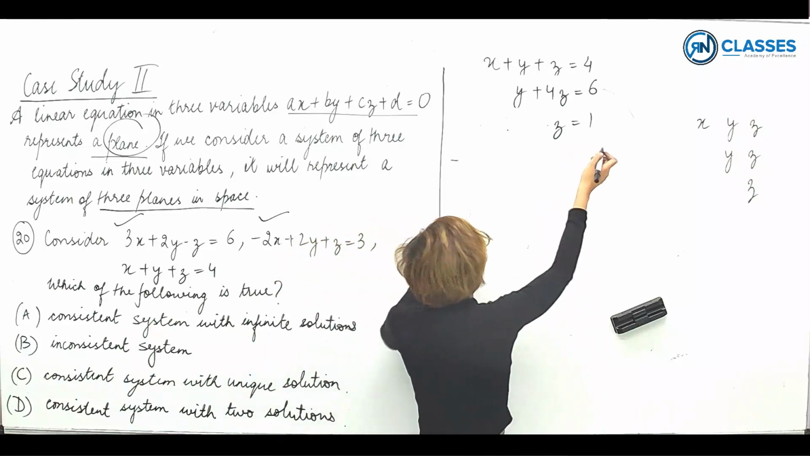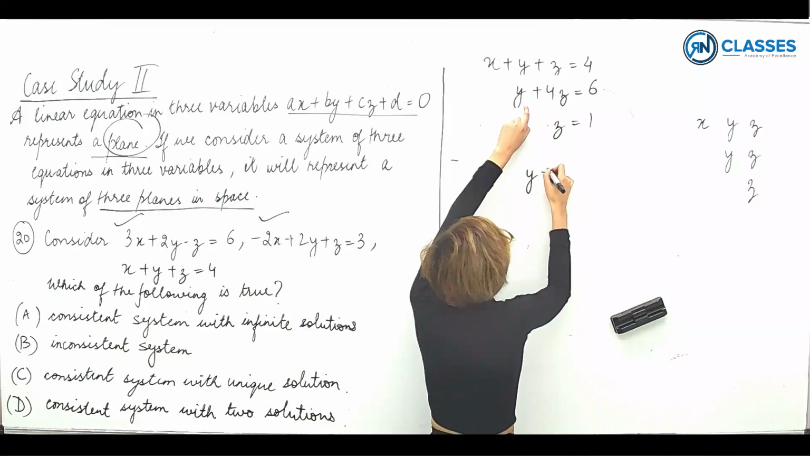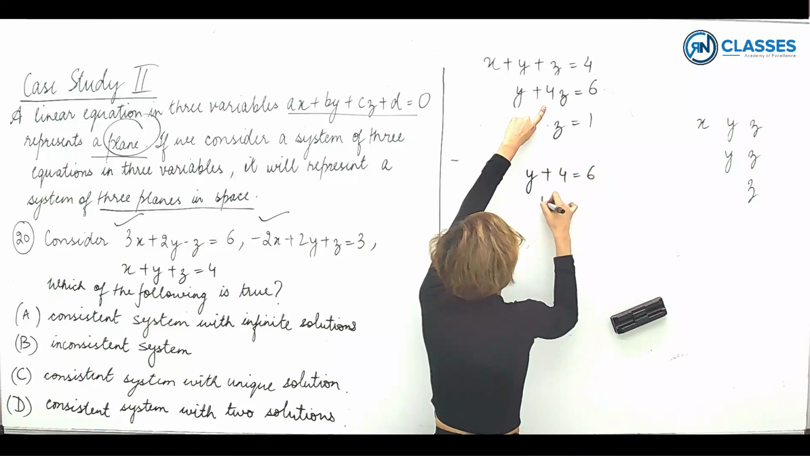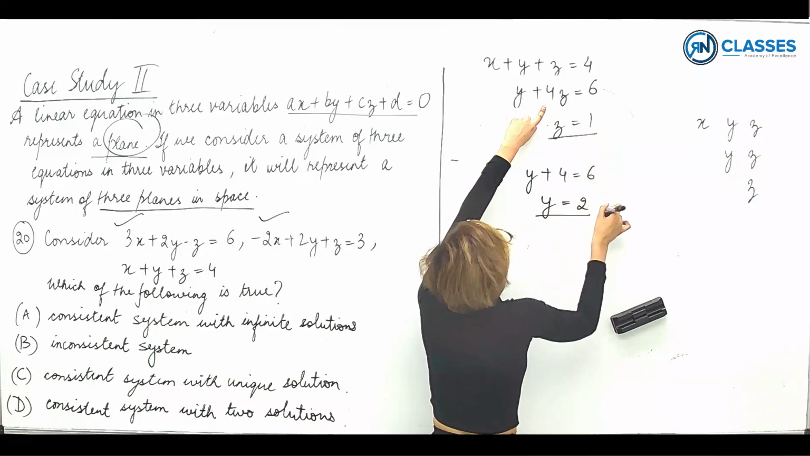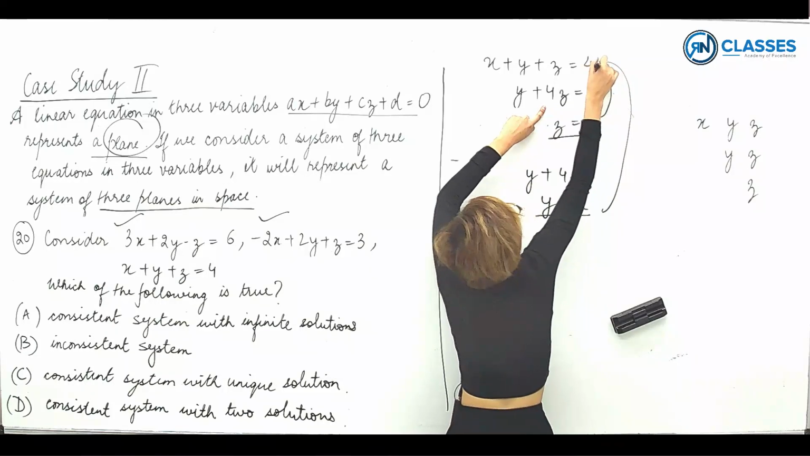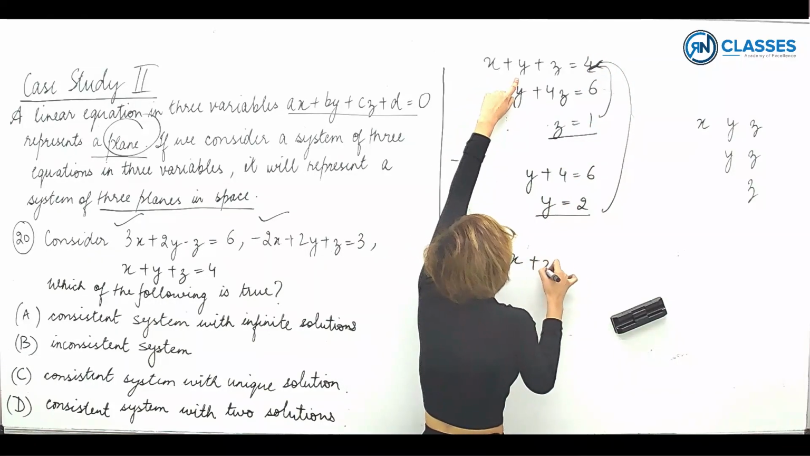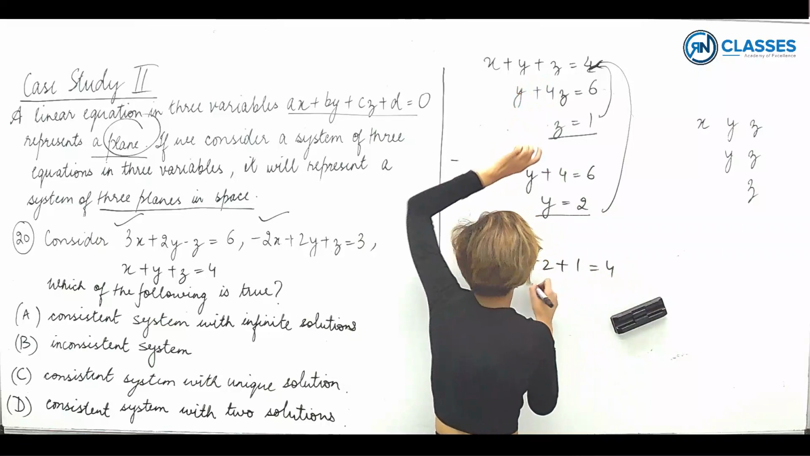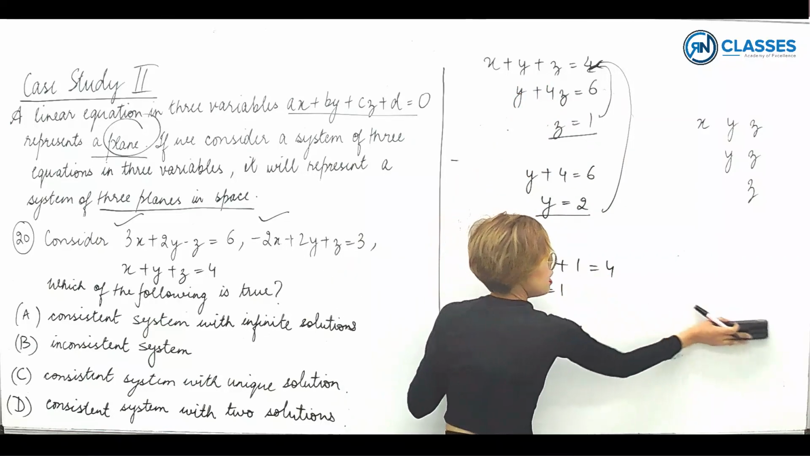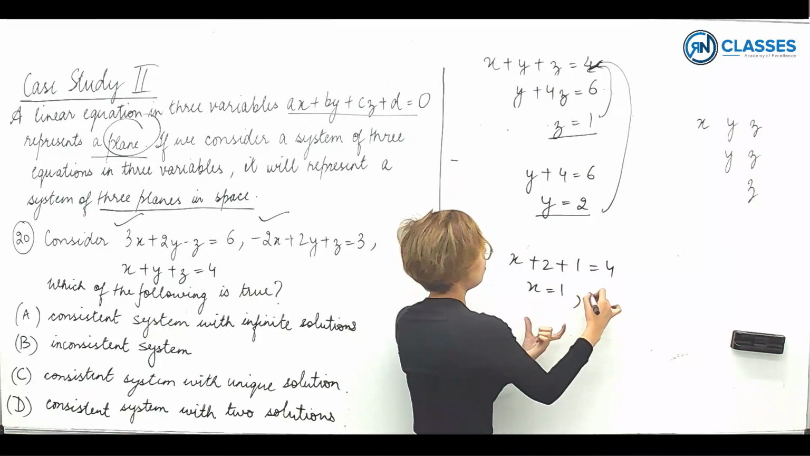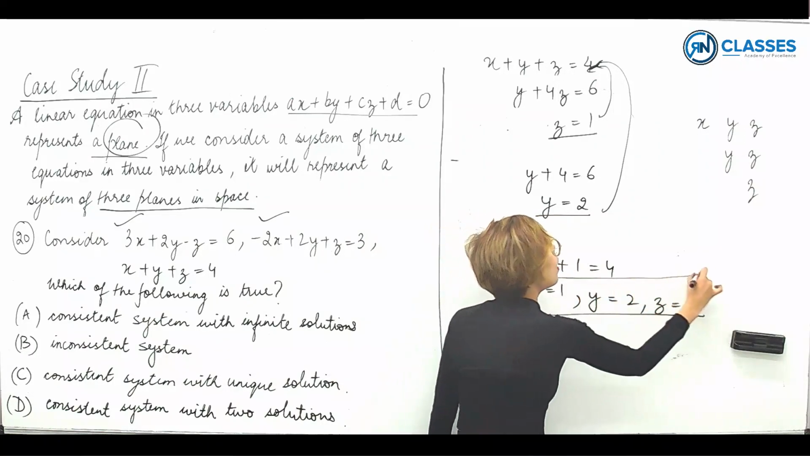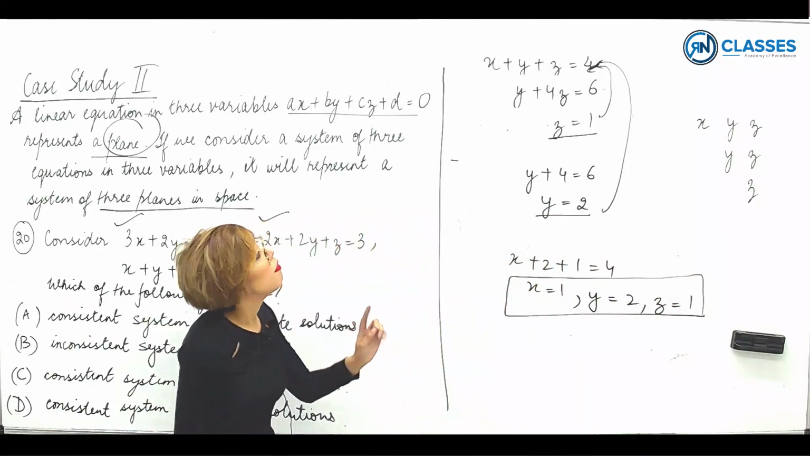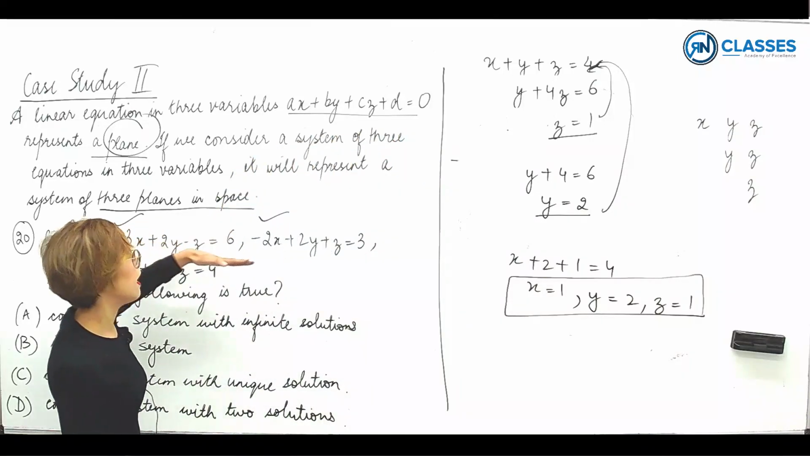So z equal to 1. Y क्या होगा? Y plus 4 equal to 6. So y is 2. So put the value of y and put the value of z in the first equation. Right? So this is x plus 2 plus 1 equal to 4. So x will turn out to be 1. So my solution is x equal to 1, y equal to 2 and z equal to 1. So you got just one solution when we solve the system of equations.